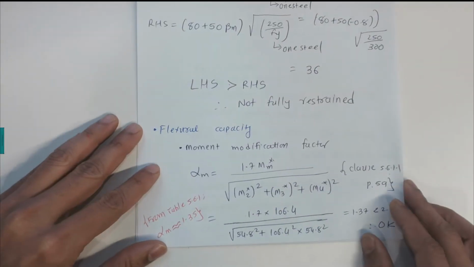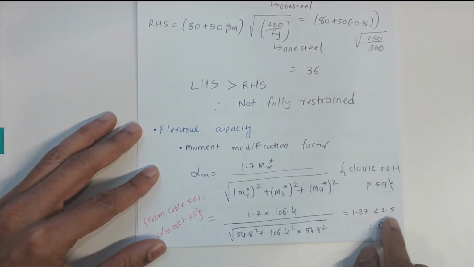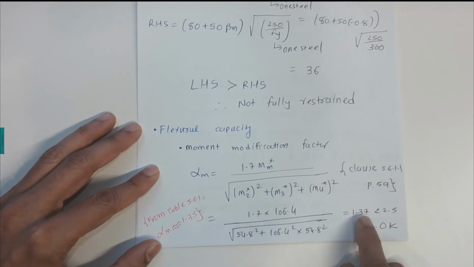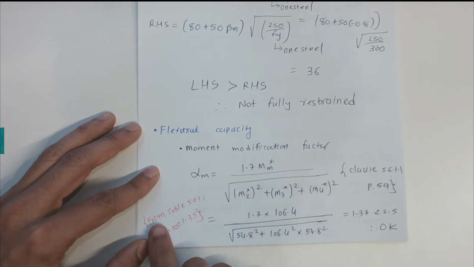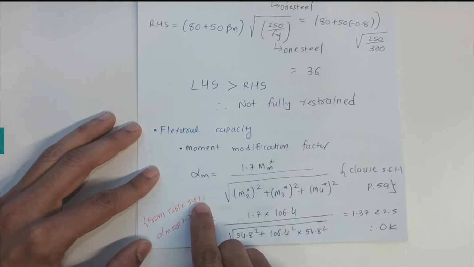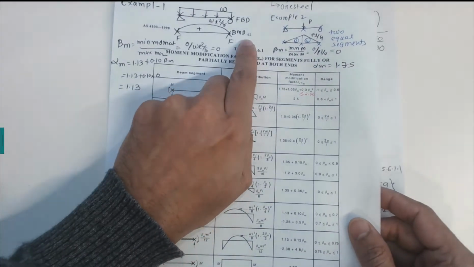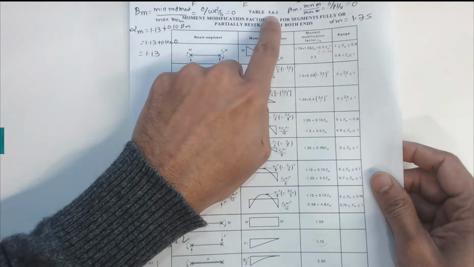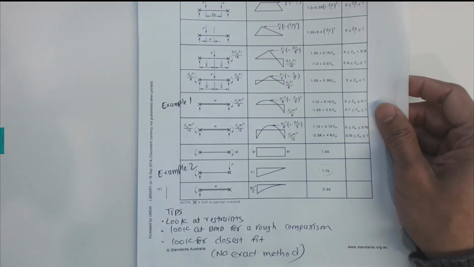In the last video we calculated the alpha m value, which is 1.37, less than 2.5. Now we can also obtain this 1.37 with this equation if the bending moment diagram is known. We can also use table 5.6.1 on page number 62. In here we can find the respective bending moment diagram.